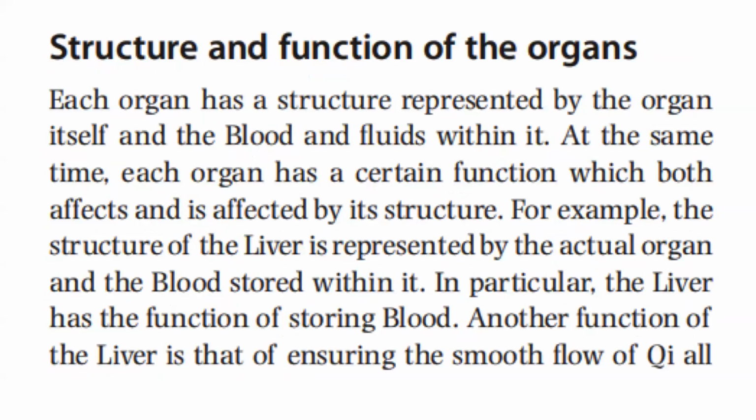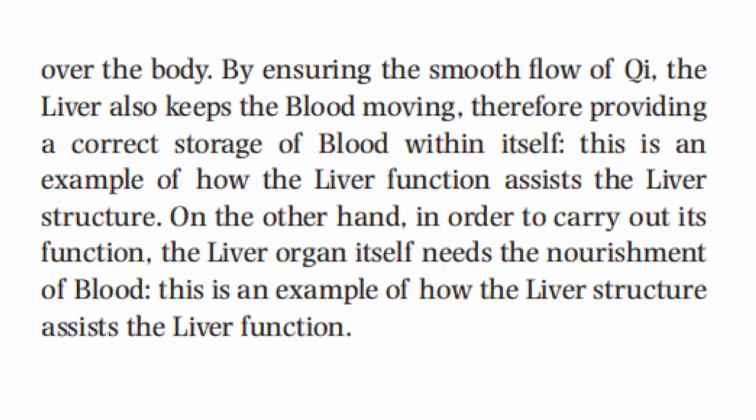Each organ has a structure represented by the organ itself and the blood and fluids within it. At the same time, each organ has a certain function which both affects and is affected by its structure. For example, the structure of the liver is represented by the actual organ and the blood stored within it. In particular, the liver has the function of storing blood. Another function of the liver is that of ensuring the smooth flow of qi all over the body.